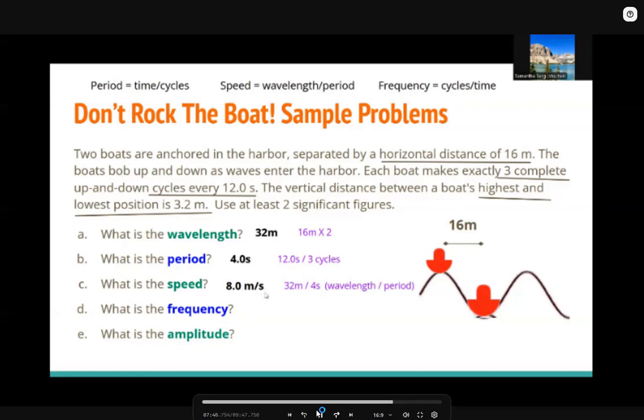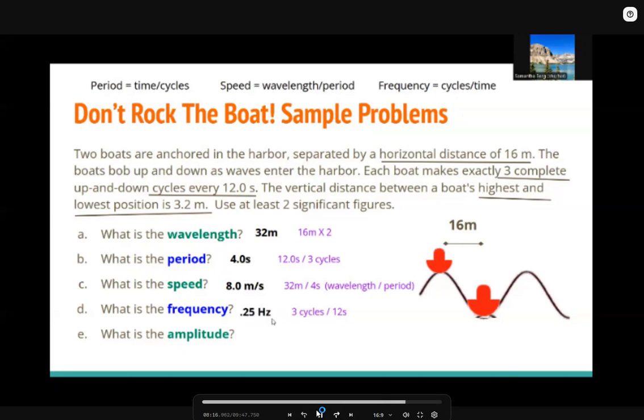Next up, we're going to do frequency. Frequency is cycles divided by time. So I already know how many cycles I have. I found it's 3 complete up and down cycles, which means 3 goes on top. And time is 12 seconds. So that is my denominator. So I take 3 cycles and I divide it by 12 seconds. And I get an answer of 0.25 hertz. Don't forget our unit for frequency is hertz. So 0.25 hertz should be my answer for frequency.